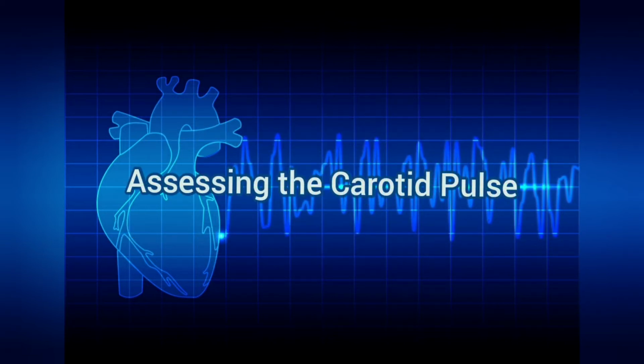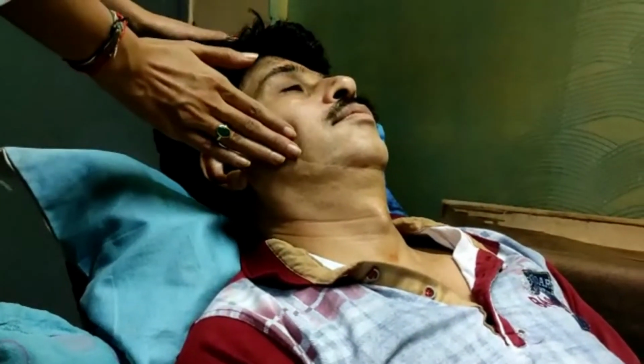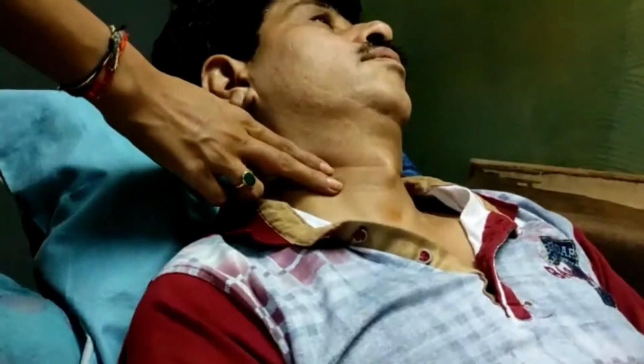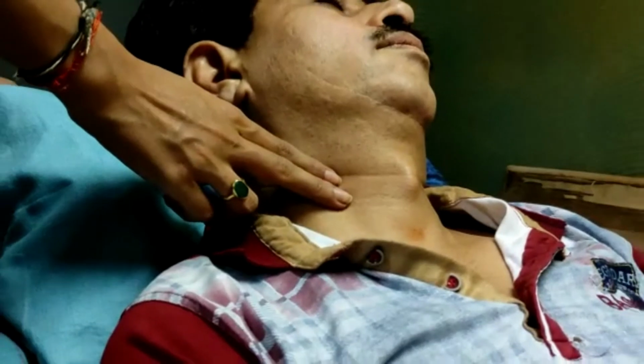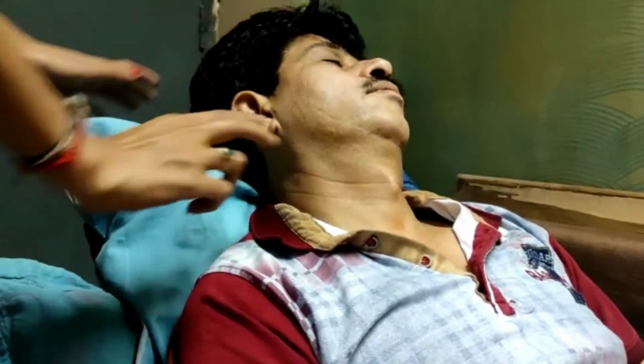For assessing the carotid pulse, first inspect the neck for the carotid pulsation just medial to the sternocleidomastoid muscle. Then place your index and middle finger on the right carotid artery in the lower third of the neck and palpate for the pulsations. Press just inside the medial border of the sternocleidomastoid muscle, roughly located at the level of the cricoid cartilage.